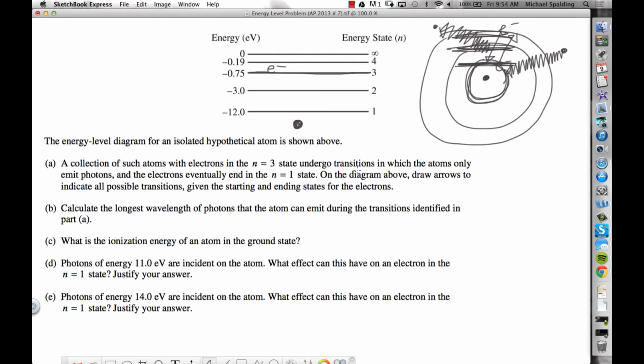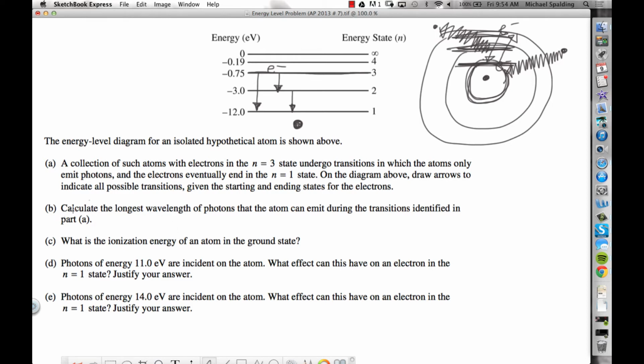What they want us to do is, on the diagram above, draw arrows to indicate all possible transitions. So here's what you do. You go, all right, so the electron could fall all the way down, right? All the way down to the first energy level. What else could the electron have done? It could have fallen to there, taken a little break, and then fallen the rest of the way, right? That's the answer to part A. Just show those transitions. Okay, part B.